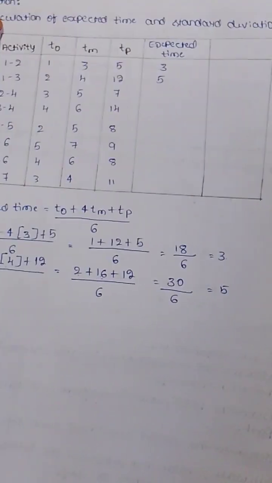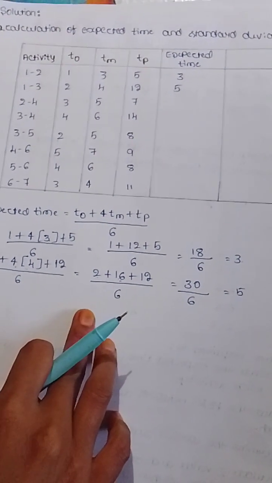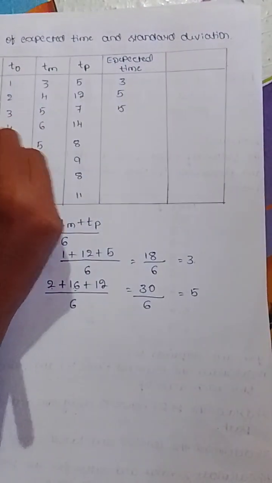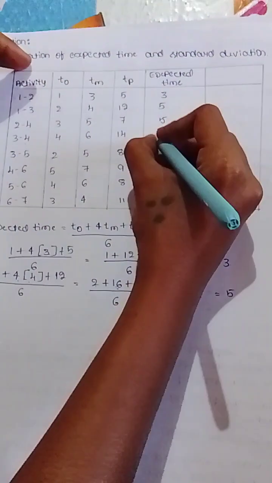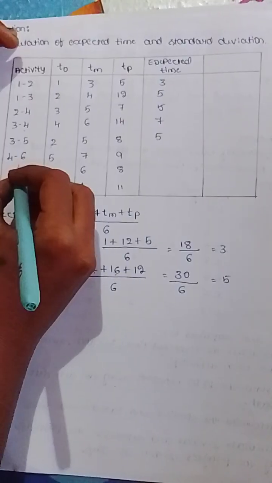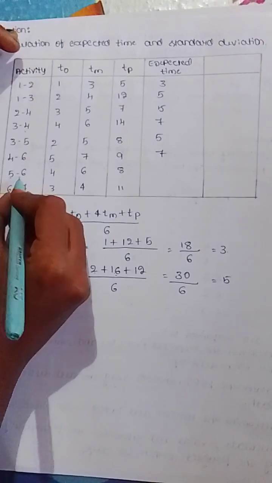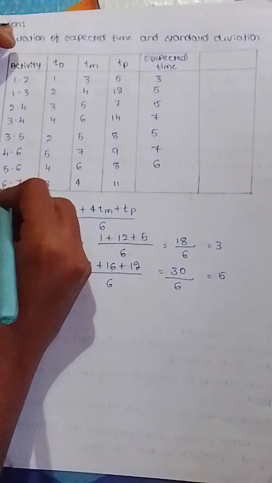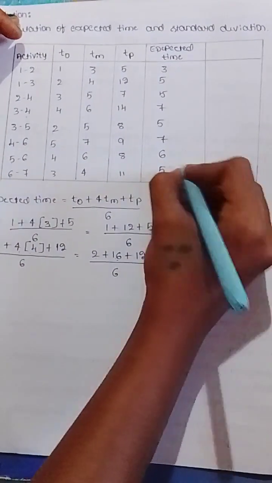As like that, for activity 2 to 4, the expected time is 5. Activity 3 to 4, the expected time is 7. For activity 3 to 5, the expected time is again 5. The activity 4 to 6, expected time is 7. The activity 5 to 6, expected time is 6. The activity 6 to 7, expected time is 5.